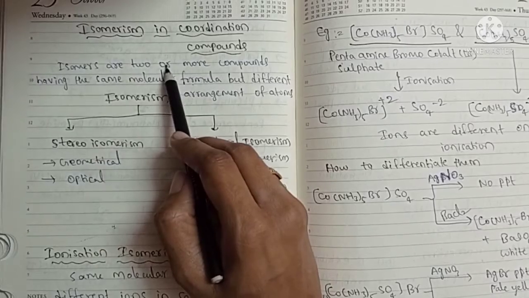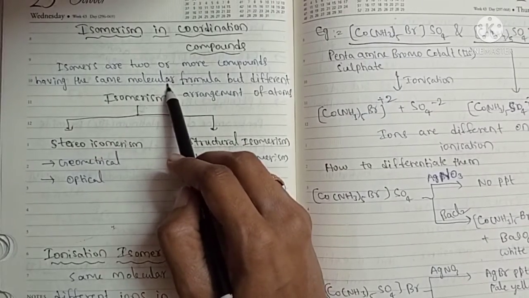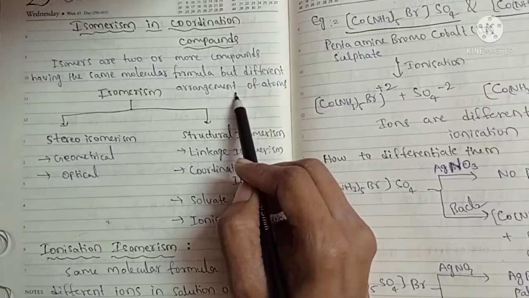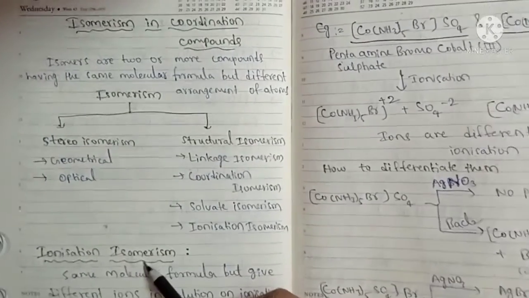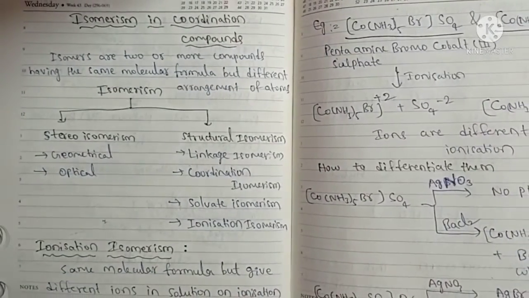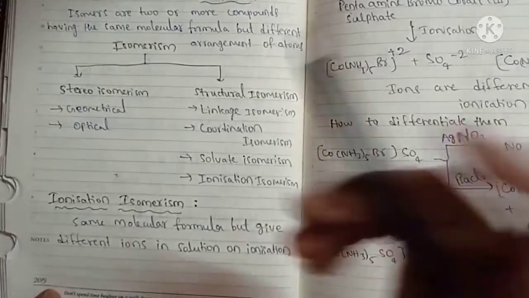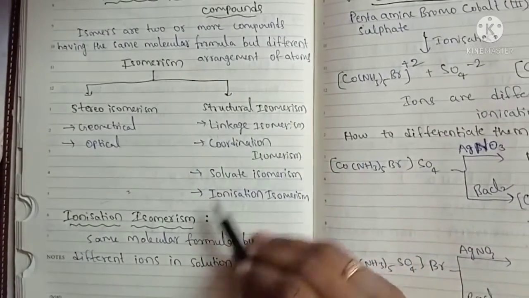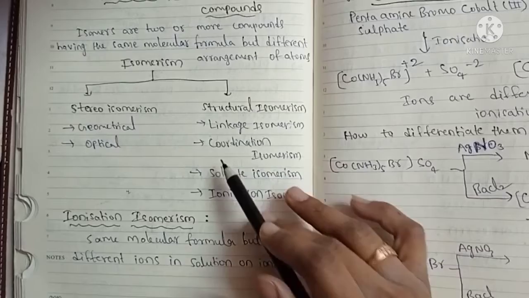So isomers are two or more compounds having the same molecular formula but differing in their arrangement of atoms. So let us see structural isomerism. Structural isomerism means they contain the same molecular formula but differ in structure. Let us see the different types of structural isomerism.